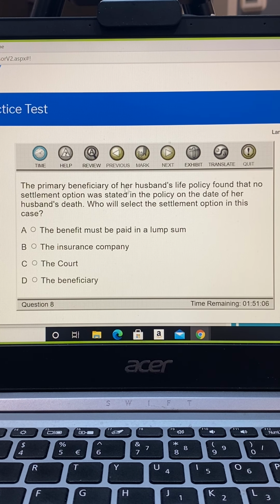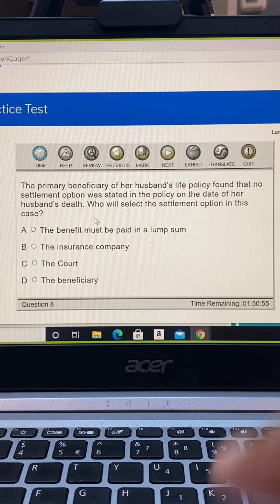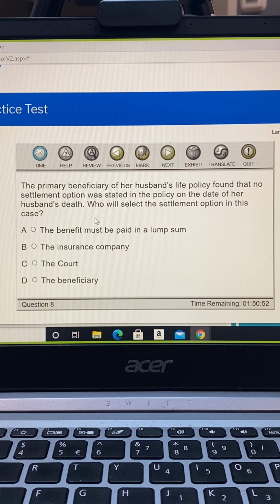The primary beneficiary of her husband's life policy found that no settlement option was stated in the policy on the date of her husband's death. Who will select the settlement option in this case? The beneficiary. The primary beneficiary. Yeah, the beneficiary, or would it be the insurance company? No, the beneficiary. You're right.